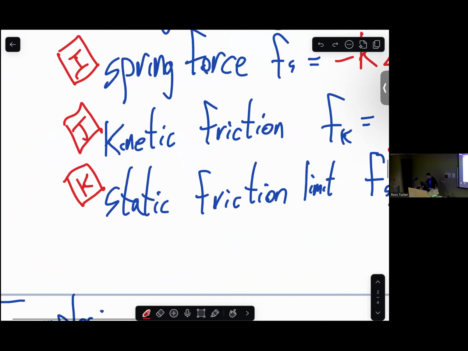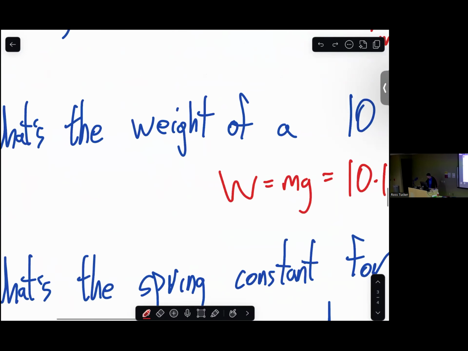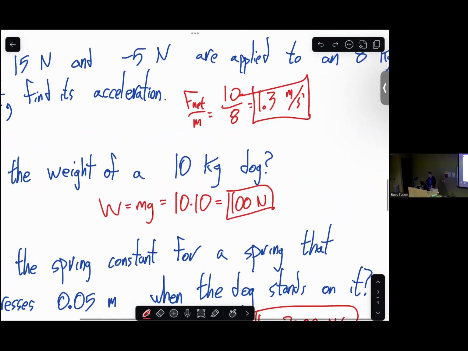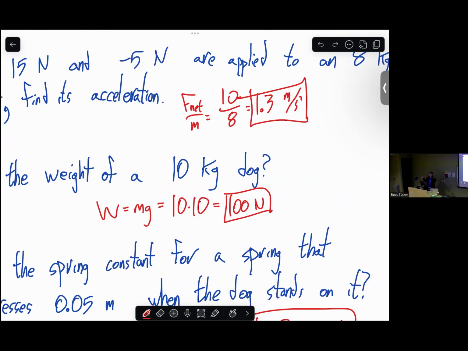Why did I use positive mg here? I wasn't specifically talking about the vector. I know that it's downward. I don't care about the directionality here, so I just wrote its magnitude.